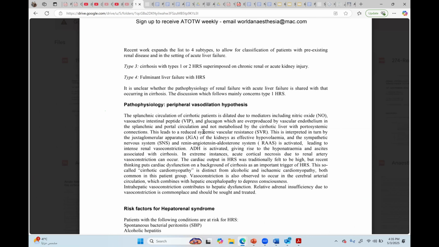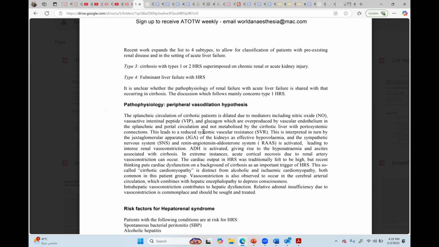And the usual pathophysiology, how it happens: the splanchnic circulation of cirrhotic patients is dilated due to mediators, including nitric oxide. Okay, so there is an increase of nitric oxide, but nitric oxide is not fully dependent on liver excretion. Okay, so these are different things. Nitric oxide is increased. That is something else.